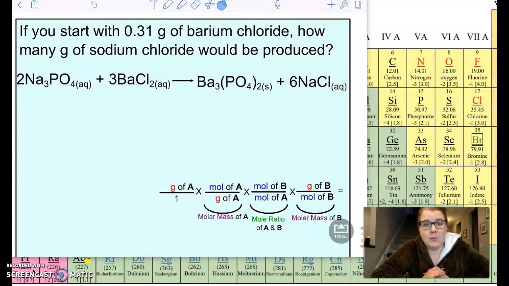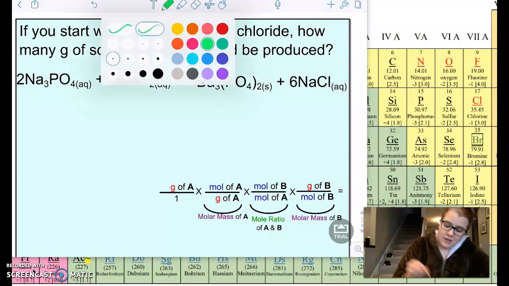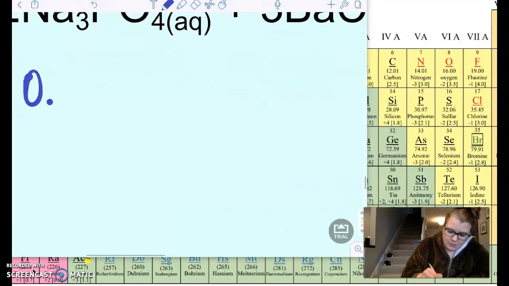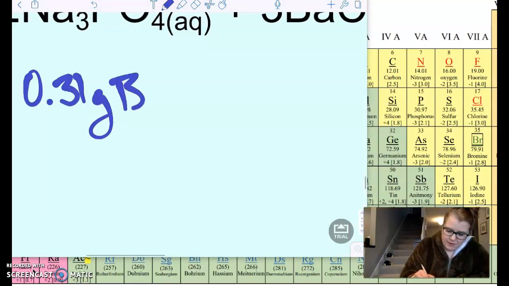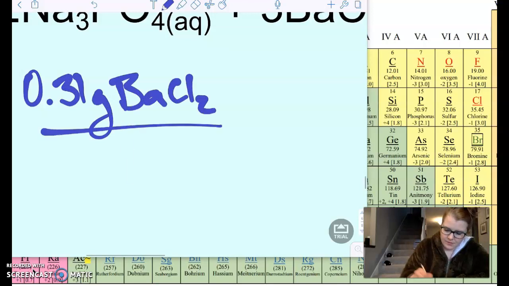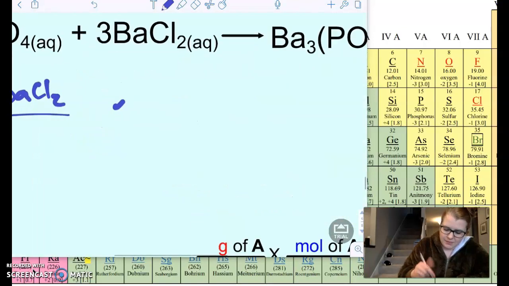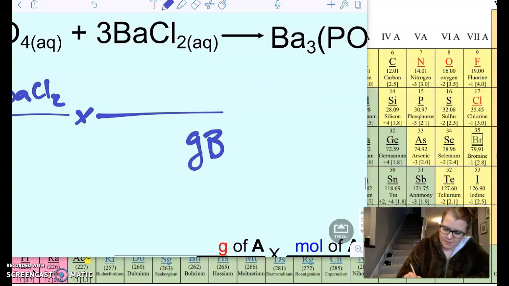So if you start with 0.31 grams of barium chloride, how many grams of sodium chloride would you produce? Again, take our number. So 0.31 grams of barium chloride, put it over 1, okay? And then you're going to set up your next step, take that unit, and throw it on the bottom.